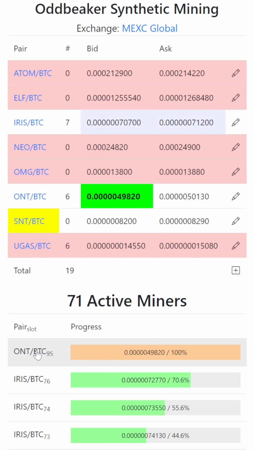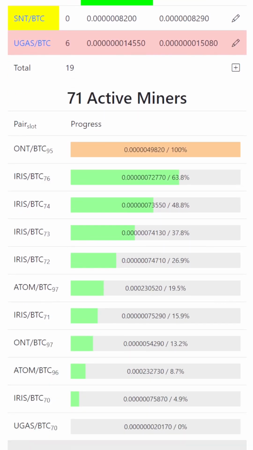Next to the pair name, you'll see a slot number. This would be the miner number that is actually managing that particular order. And there's generally up to 100 slots, right? So you'll see numbers between 1 and 100 here all the way down.